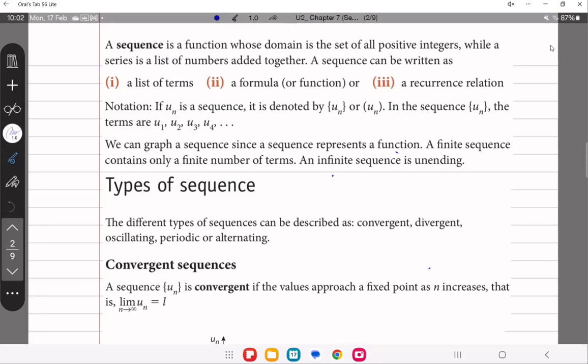You can graph a sequence since a sequence represents a function. So since a sequence is a function, you can graph a sequence where the term number n would be your domain. Now, a finite sequence contains only a finite number of terms, whereas an infinite sequence is unending.